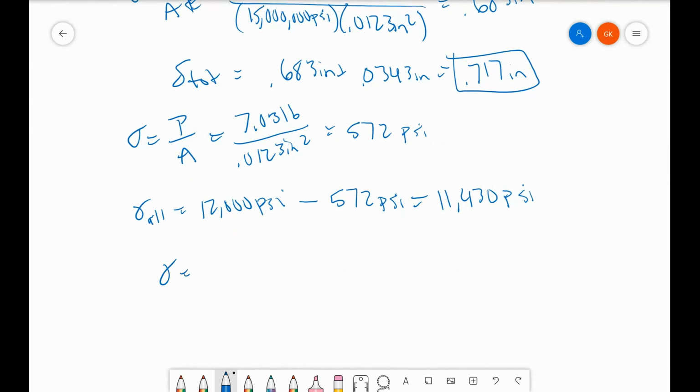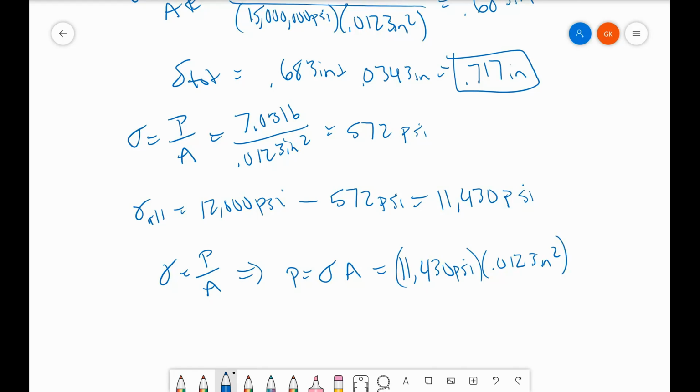And then from that, we can finally calculate what our allowable load is. So stress equals load over area. I want to solve for the load, so I get that the load is equal to the stress times the area. And I get 11,430 psi multiplied by the area of 0.0123 inches squared to get a load of 140.6 pounds, which makes sense considering it's copper wire.